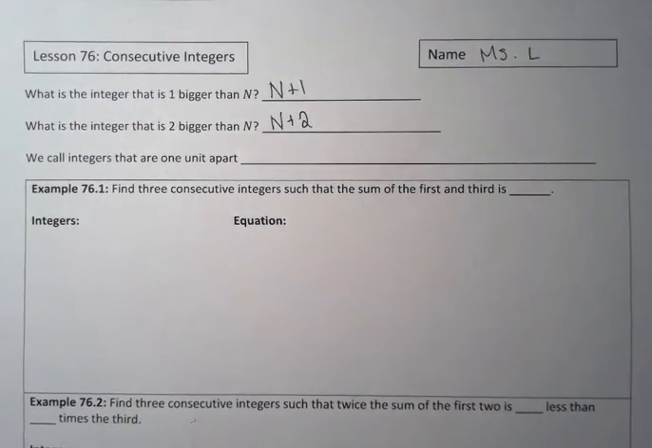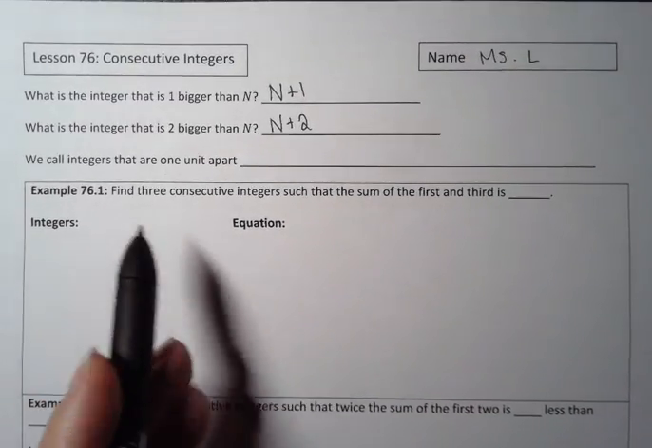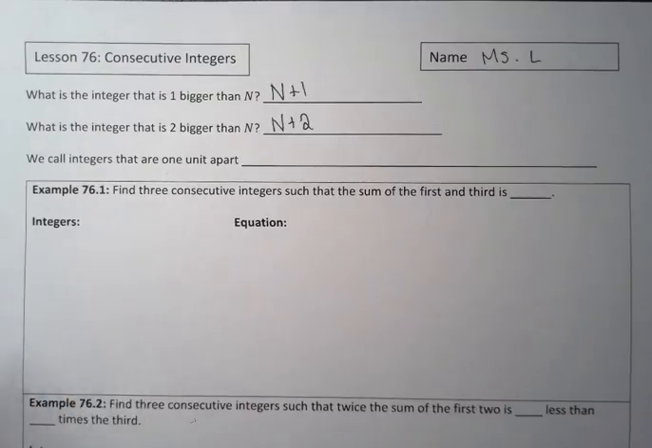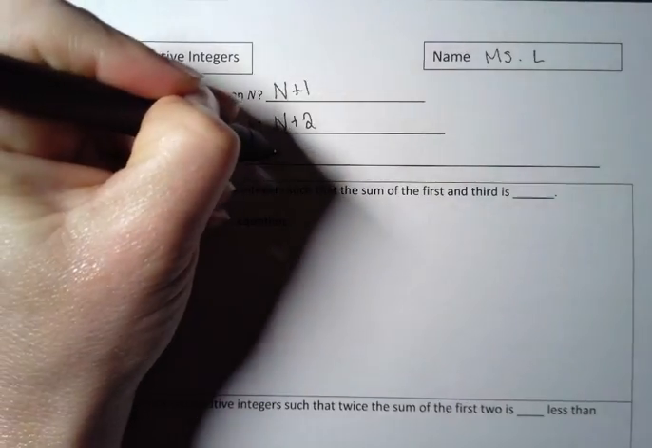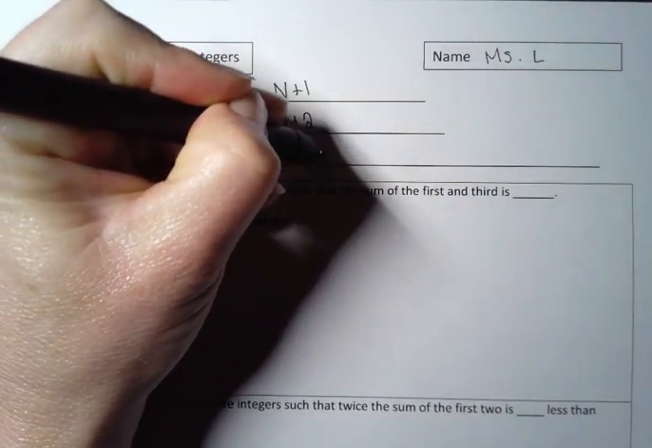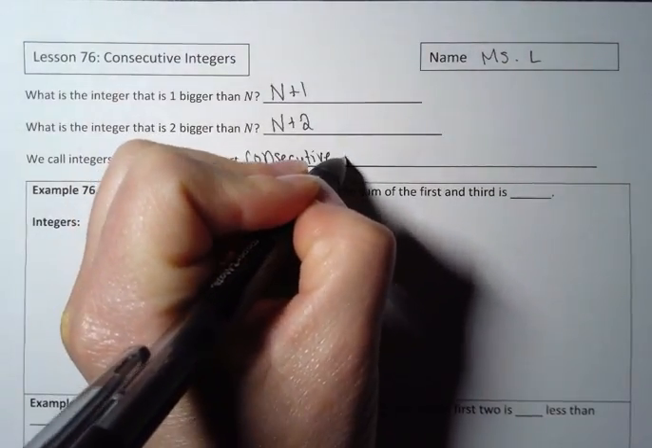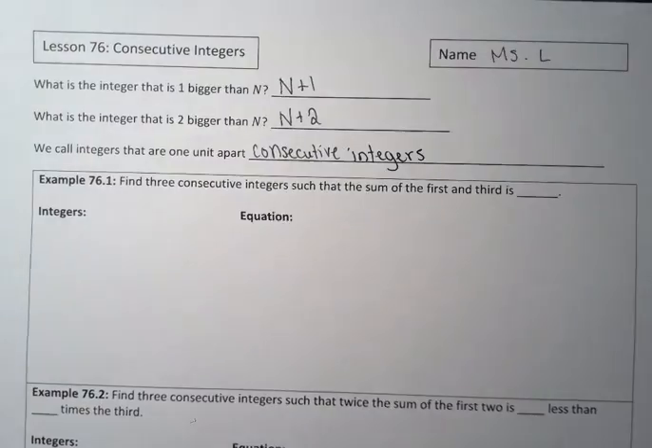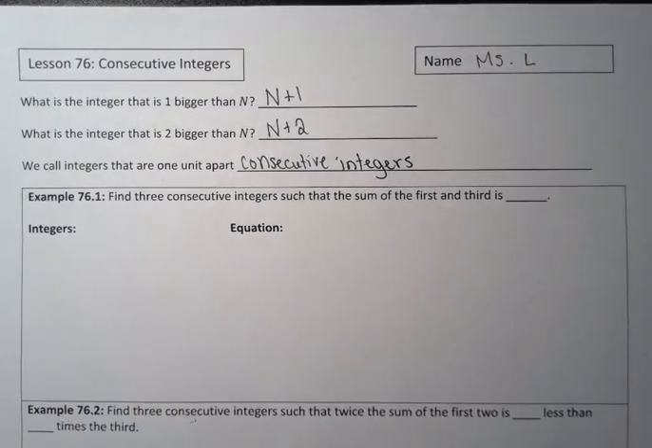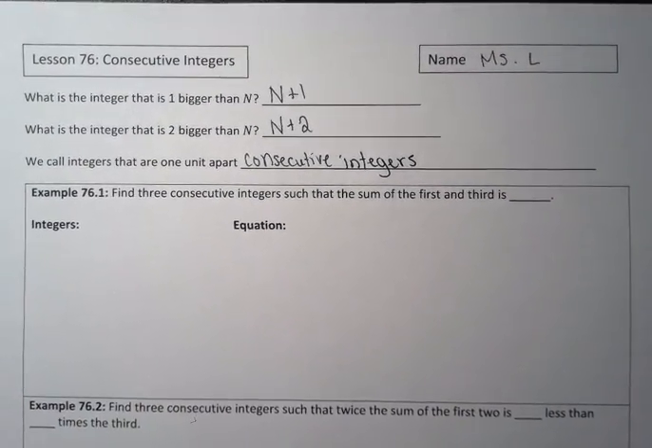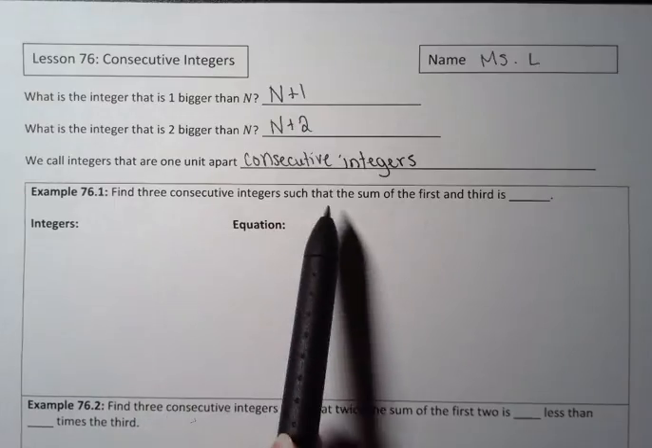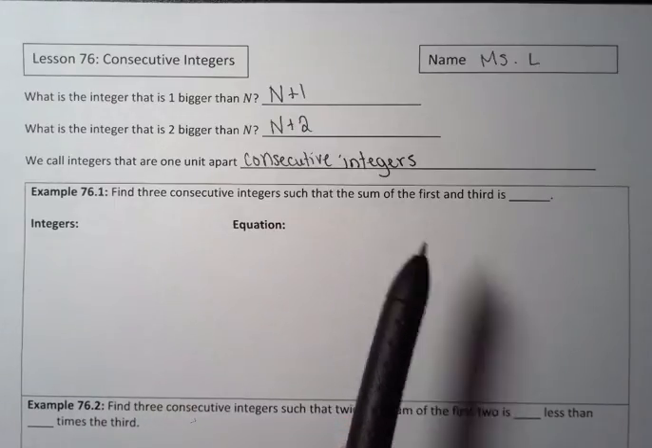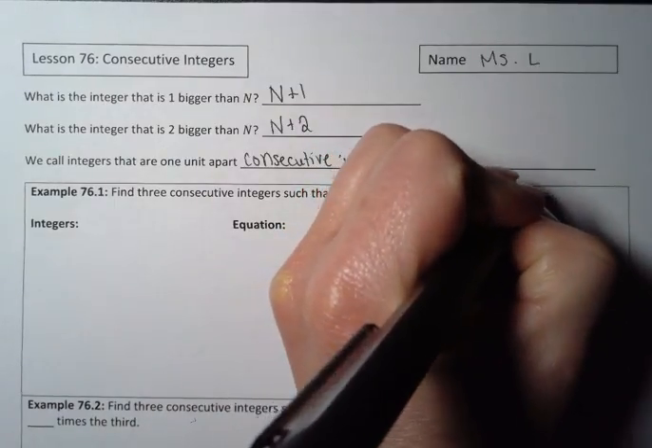And the title of the lesson is the answer for this one. We call integers that are 1 unit apart consecutive. Consecutive means in a row, integers. Like 1, 2, 3 would be consecutive integers. So for the first example, we're going to find 3 consecutive integers such that the sum of the first and the third is 146.